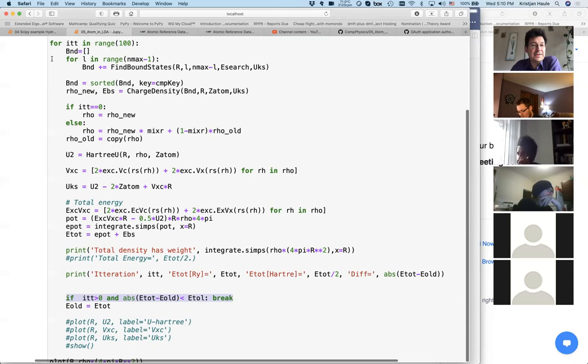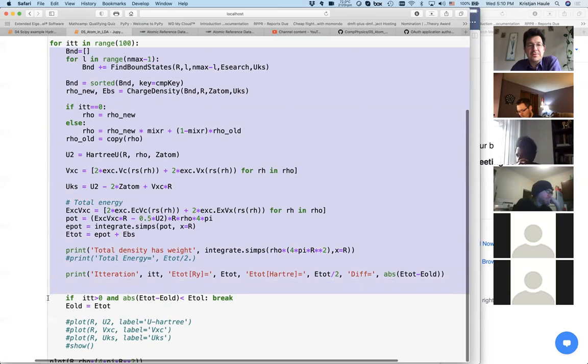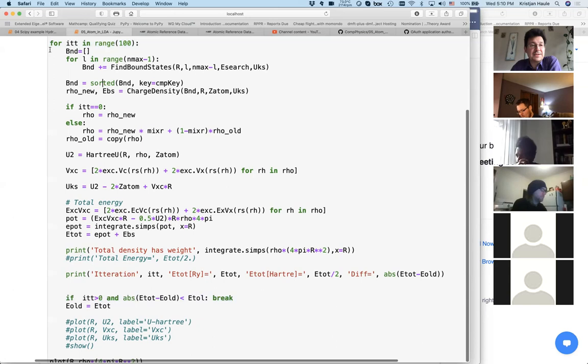Okay, so then the entire algorithm is of course contained in these few lines here. So let me walk you through so that we understand what's going on. It's basically putting together all the steps that we discussed before. So the first three lines calculate the bound state energies, with this found bound state method, which is the Schrödinger method.